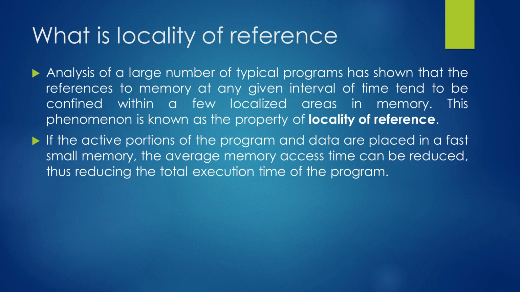Now if the active portion of program and data are placed in the fast memory, the average memory access time can be reduced, thus reducing the total execution time of a program. Now what we are talking about is implementing the cache memory.